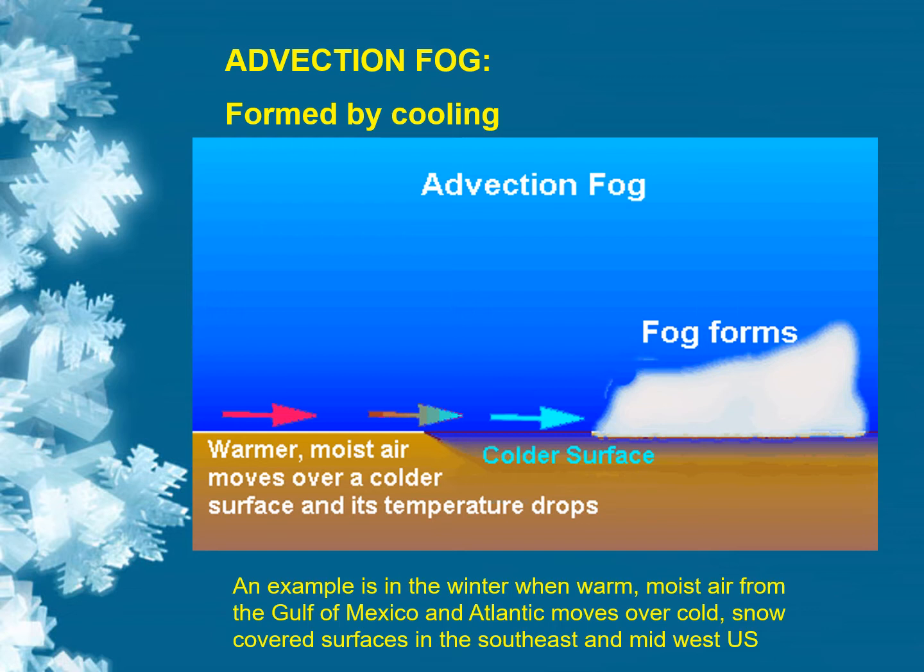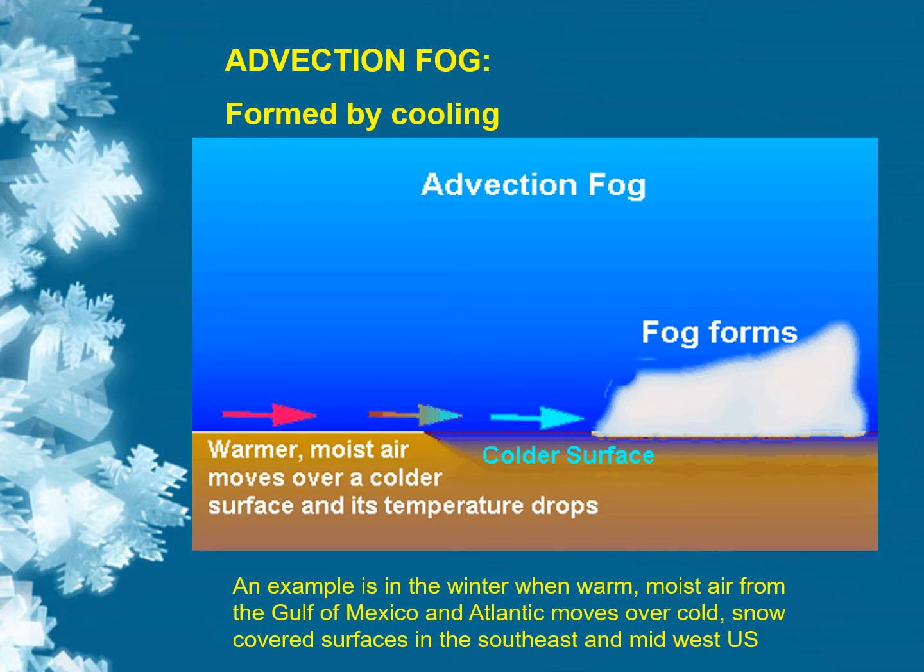Advection fog is another type of fog I will want you to know for your first exam. Advection fog occurs when you have warm, moist air moving over a colder surface. As this warm, moist air moves over a colder surface, it's going to cool. Therefore, the air at the bottom can drop to the dew point temperature, and you can form fog.